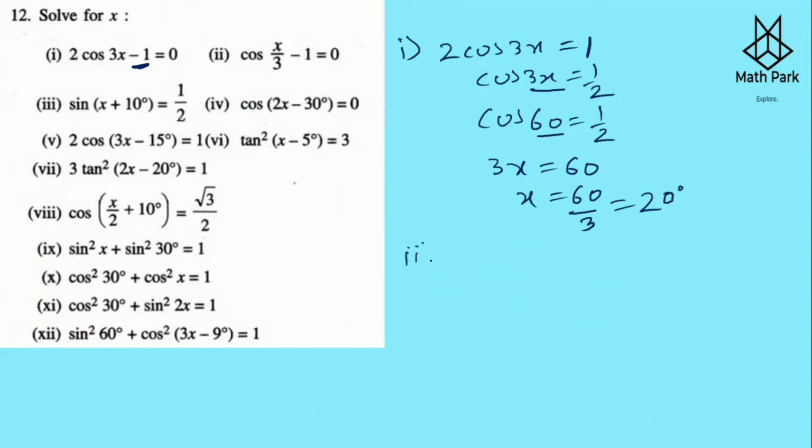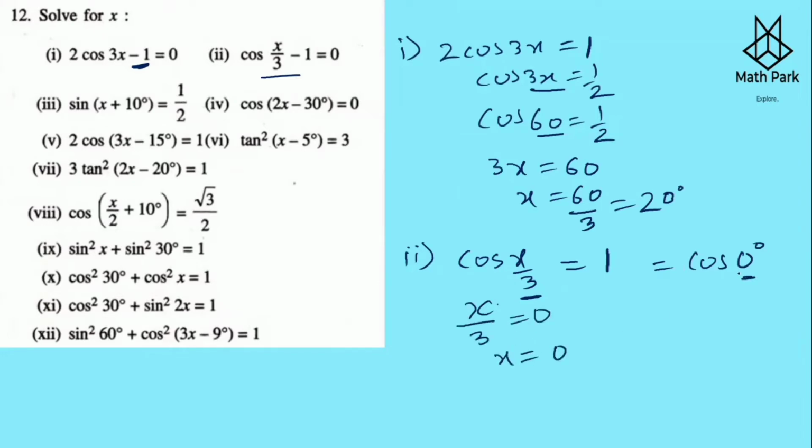Let us do the second one. We have cos x by 3 minus 1 is equal to 0. So cos of x upon 3 is equal to 1. Now cos x by 3 is equal to 1. We know that this is cos of 0 degree. So comparing this, we get x upon 3 is equal to 0, or x is equal to 0. Okay, so x is equal to 0.